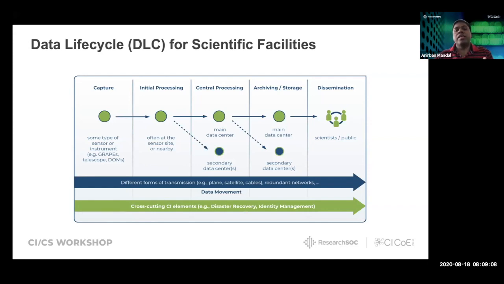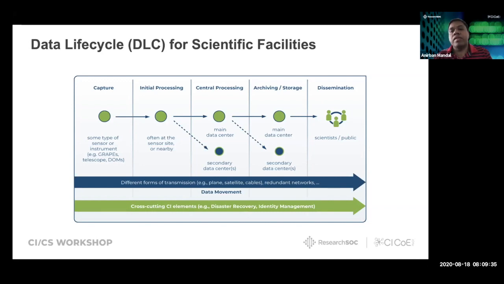And since the scientific facilities gather very important and very relevant data for decades, the archiving, storage, and backup of the data is very important, right? And that could also happen in multiple places. You could use cloud resources to do backups. So there are multiple technologies that could be used for this stage of the data life cycle.